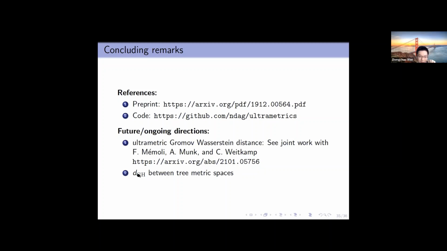And another interesting direction to pursue later for the future is how can we extend the results of DGH between ultrametric spaces to a more general class called tree metric spaces? Yeah, that's the end of my talk, and thank you for your attention.